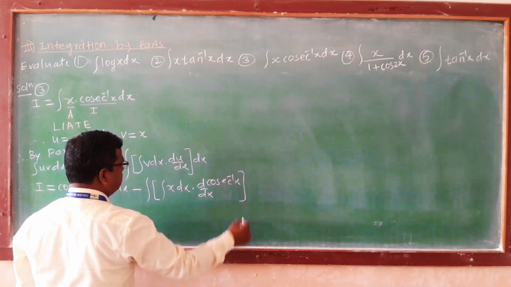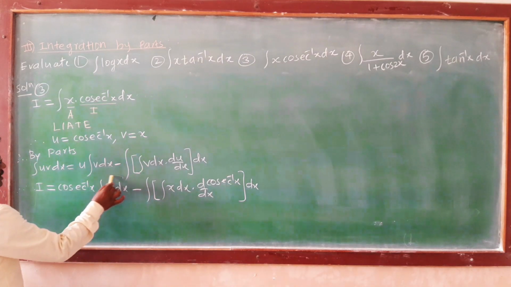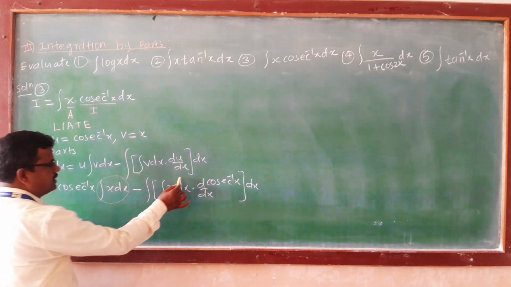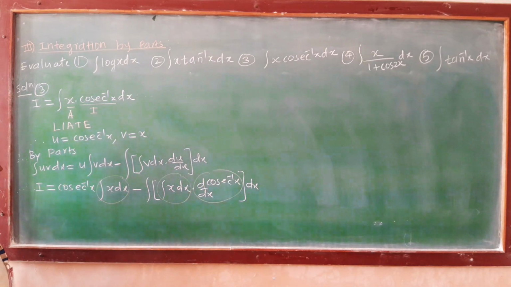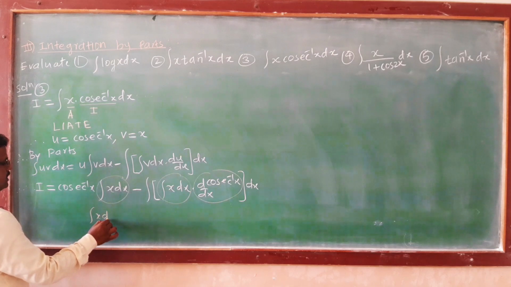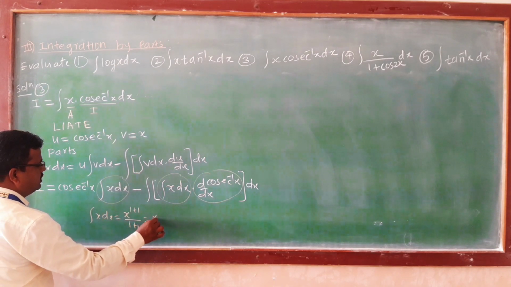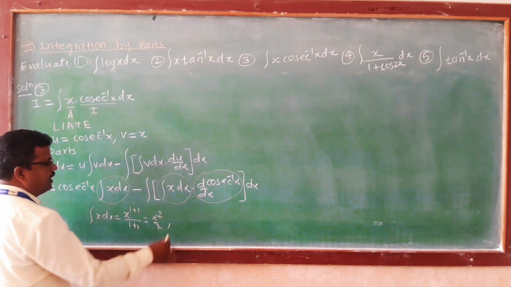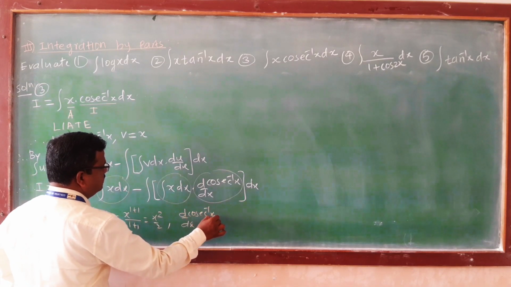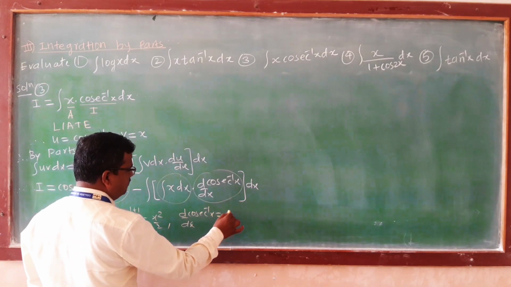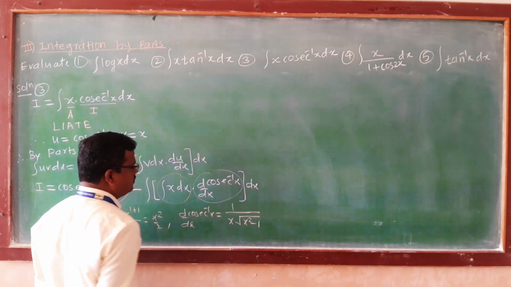Cosec inverse x again with respect to x. Now this is integration of x dx. Here is also integration of x dx and derivative of cosec inverse x. Integration of x dx, we see this is x raised to 1 plus 1 upon 1 plus 1, which is x square upon 2, and this is derivative of cosec inverse x. This is also standard, which is 1 upon x into root of x square minus 1.